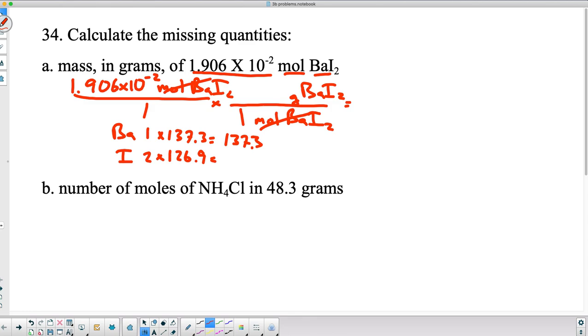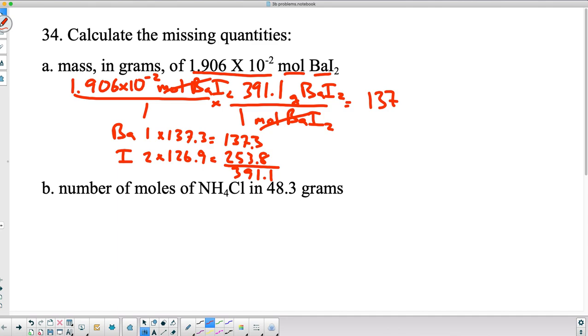Let's do this just to make sure. 0.9 times 2 is 253.8. So I add that up like this to get 391.1. 391.1 grams. So I multiply that by 0.01906, and that gives me a total of 137.